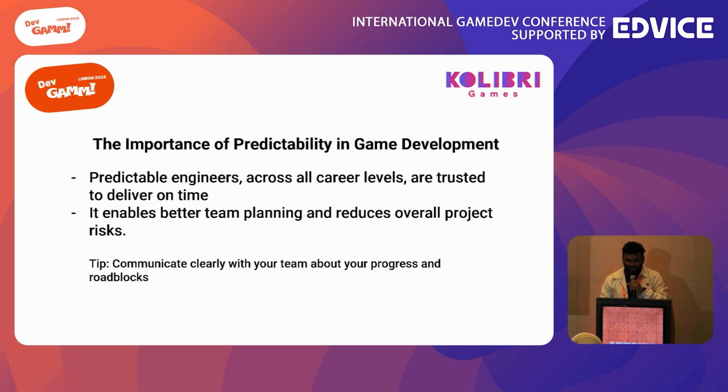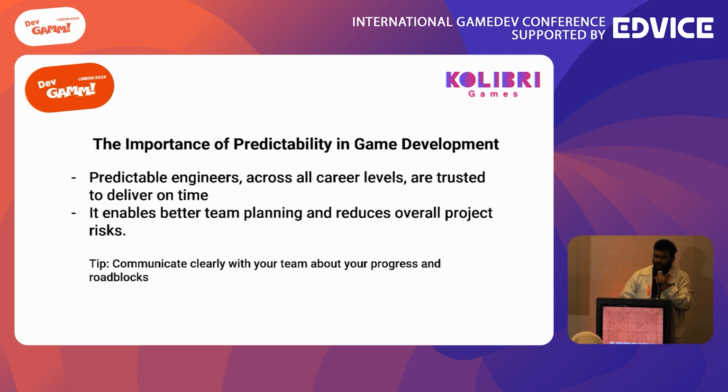So you have to be predictable, because that is what predictable engineers do. They keep the transparency open, they're reliable as you said. The tip is to communicate clearly with your team about your progress and roadblocks, because that makes you a predictable engineer.